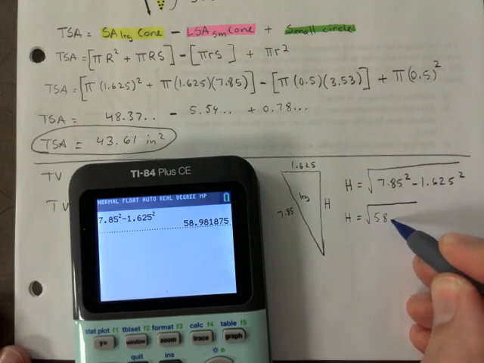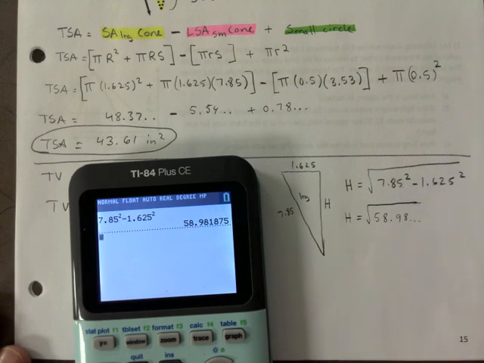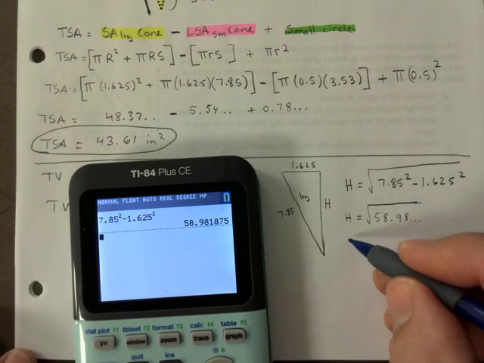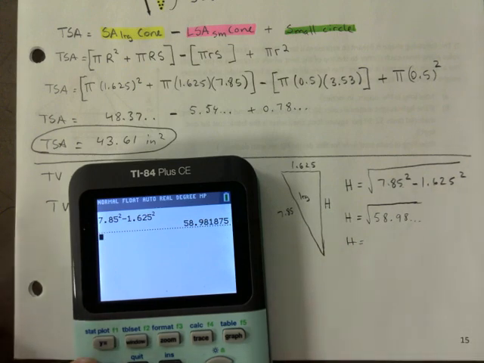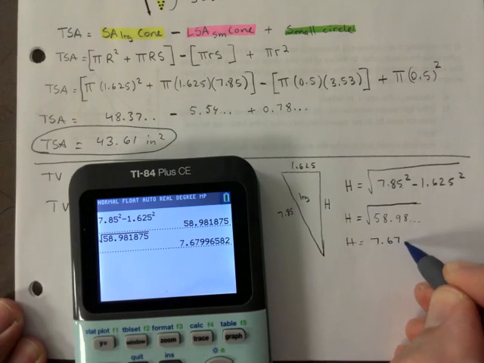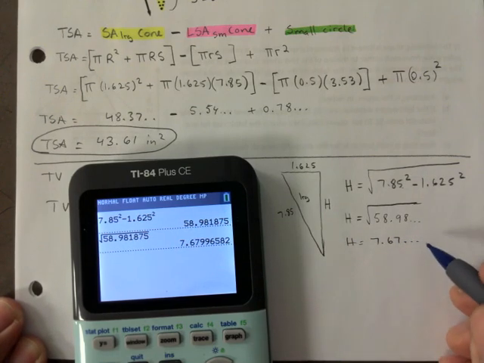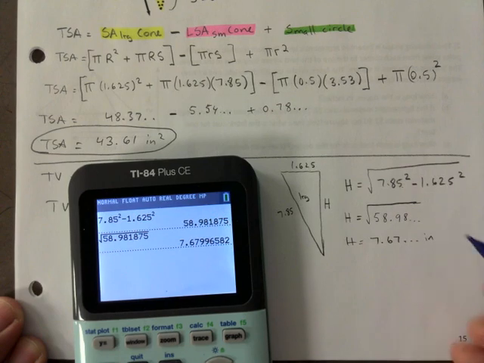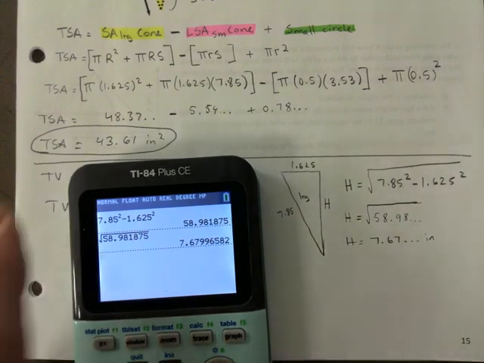Root of 5898. You know what? If it's not a whole number, I actually will just find the answer. So I'm going to root it. 7.67 and so forth. So let's just keep it like that. We know that it's in our calculator. We can go get it anytime.